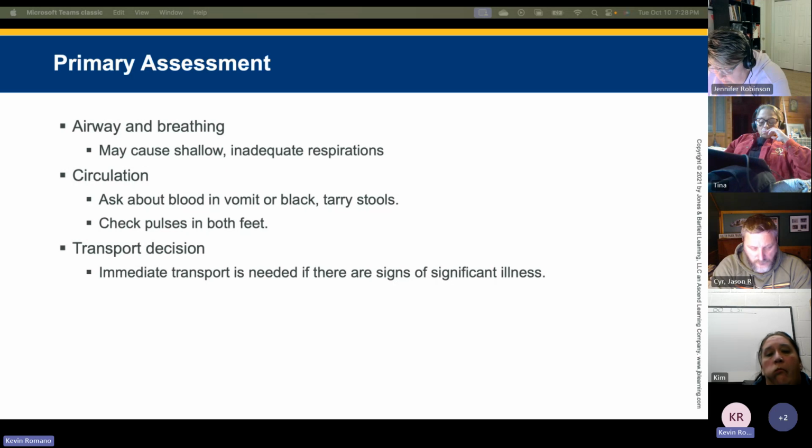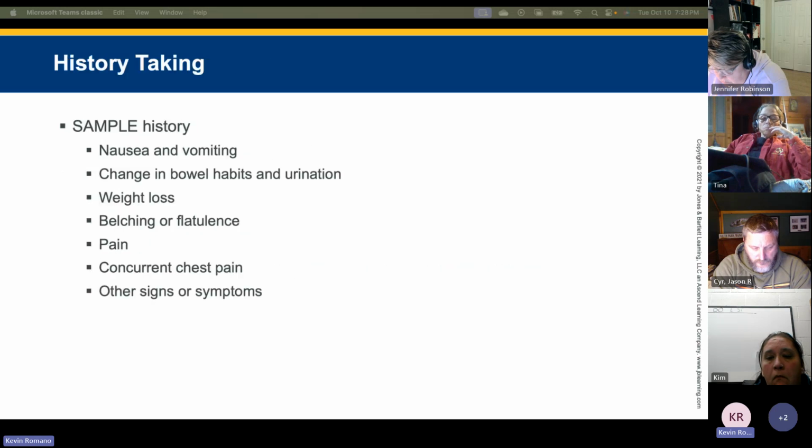Check pulses in both feet. A difference in pulse strength may indicate an aortic dissection. All right, transport decision. Immediate transport is warranted if there are signs and symptoms of significant illness.